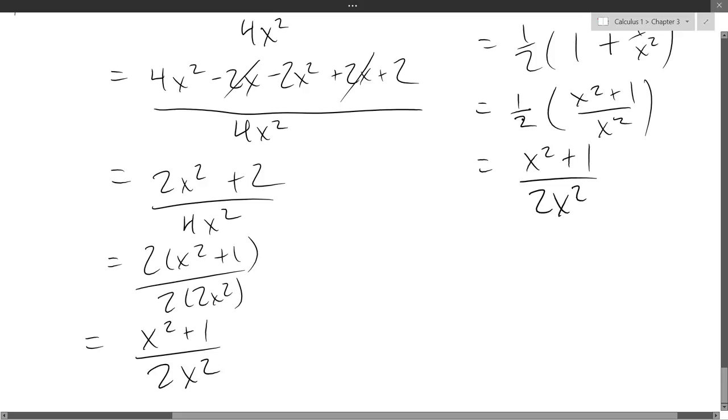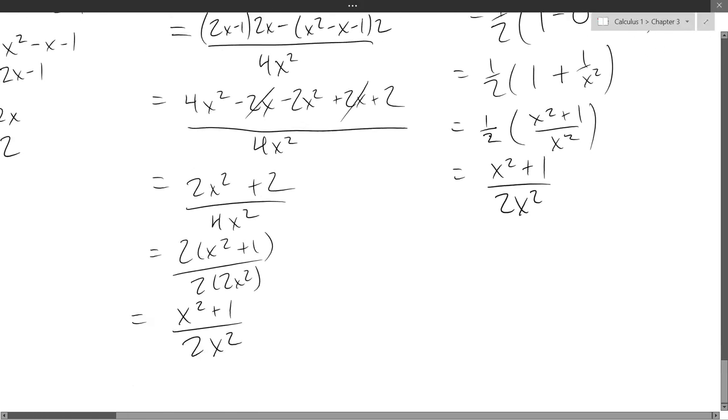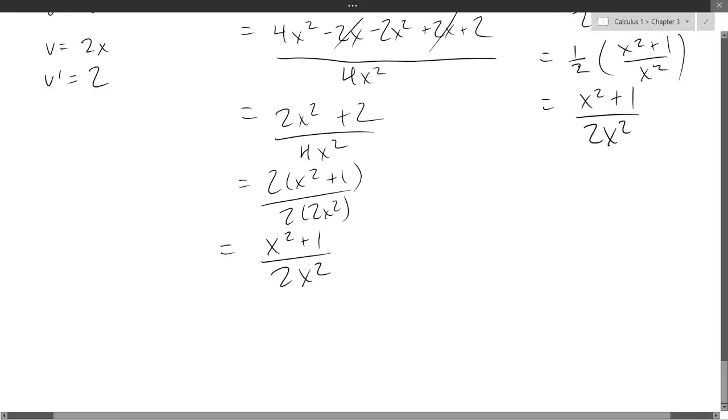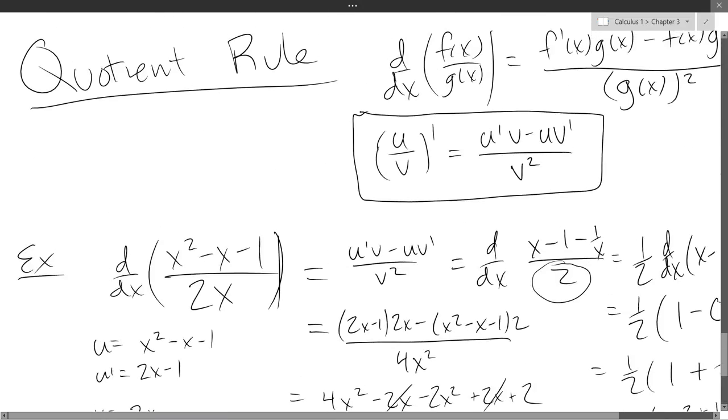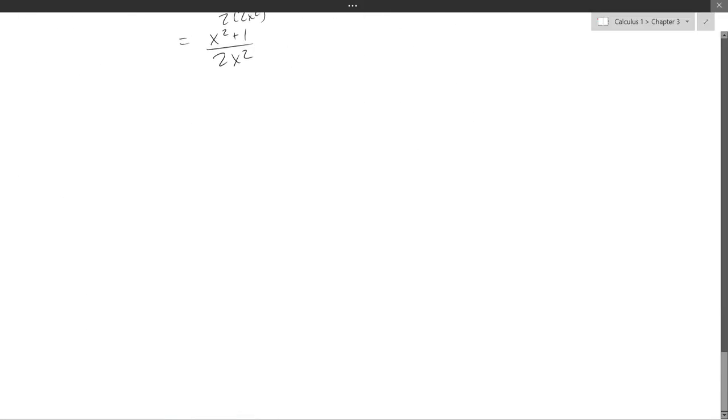So for the denominator, for the 4x squared, why didn't you just put 2x? I just squared the 2. That's 2x times 2x is 2 squared x squared. All right, so it's quotient rule. Let's rewrite all of our rules together in one spot.